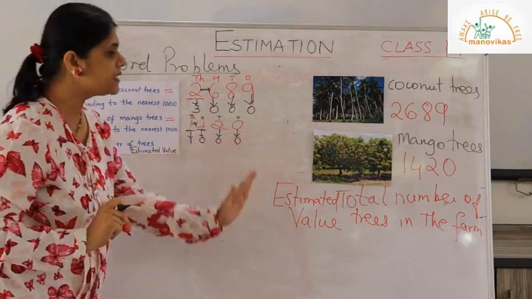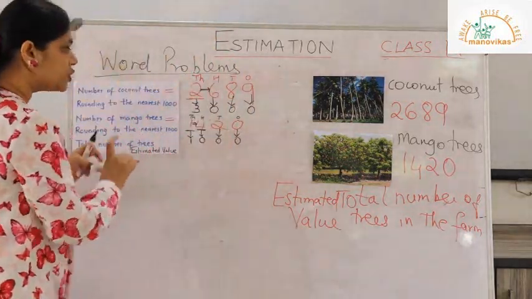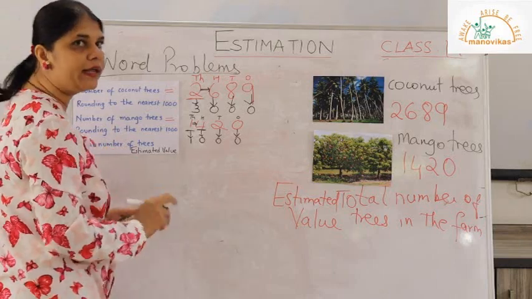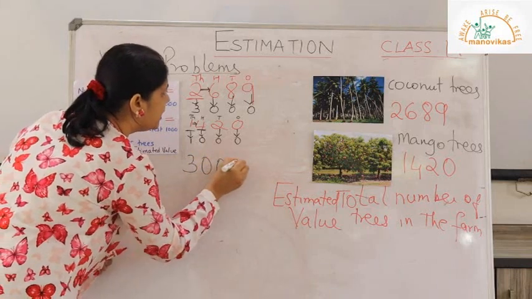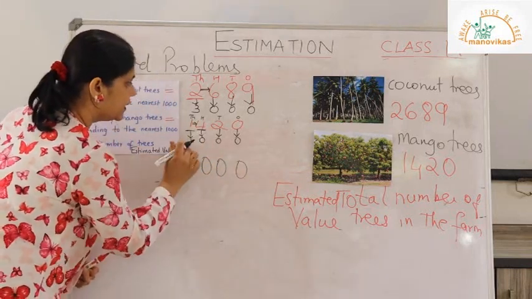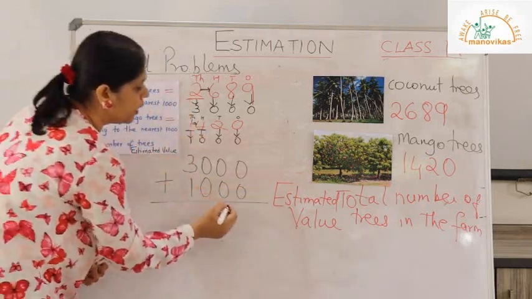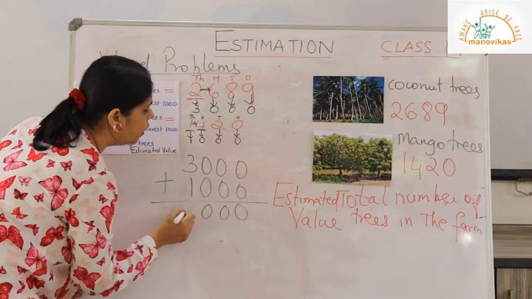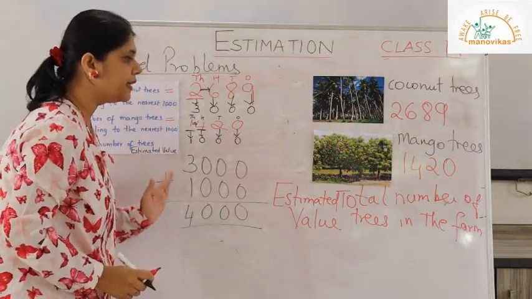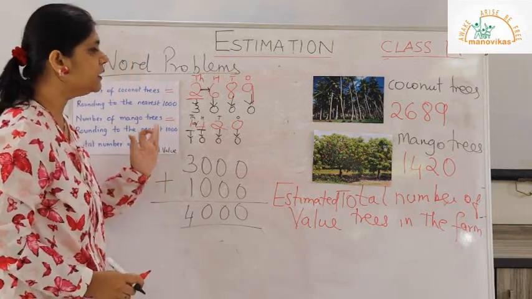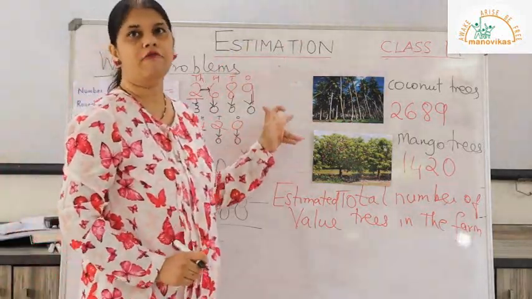To find the estimate, that is the total number of trees, we need to add, right? So, which two numbers are we going to add now to find the estimated value? We will take this rounded number, that is 3,000, plus this rounded number, 1,000. So now add: 0, 0, 0, 4. So approximately how many trees are there in the farm? There are 4,000 trees, that is coconut plus mango trees in the farm.